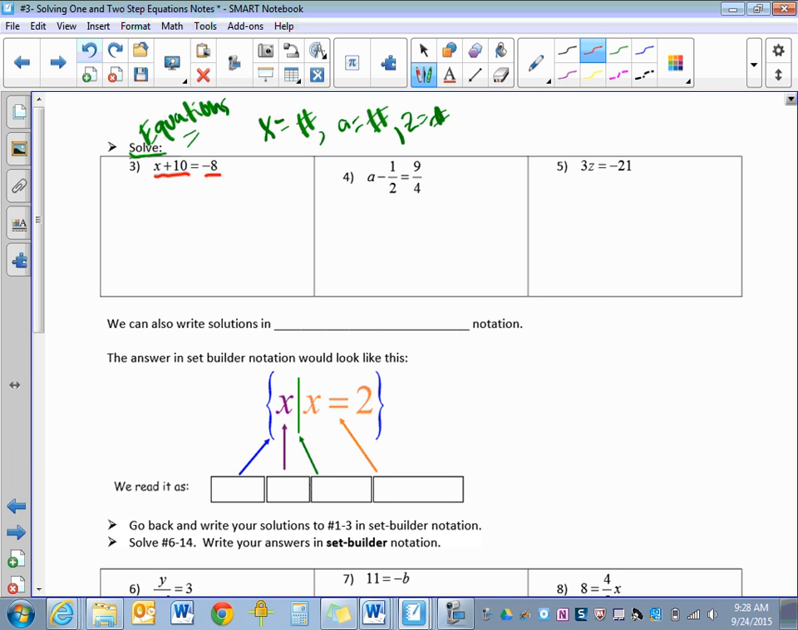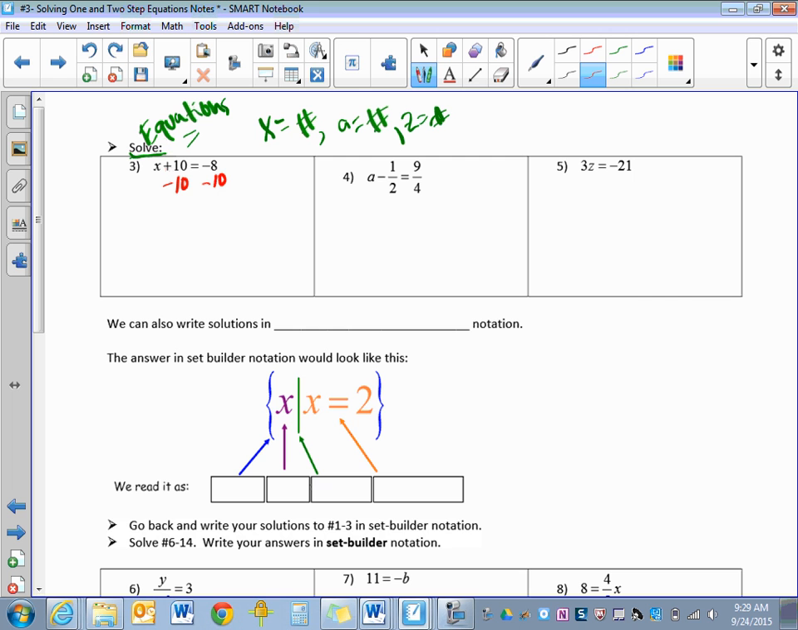Alright, so we want to get x by itself. Well, what is there with x? What do we need to get rid of? 10. We need to get rid of this 10 here. Well, we have x plus 10, and in order to get rid of it, we have to subtract it. Good, we have to subtract the 10. Alright? So if I'm going to subtract my 10, what must I do though? Do it on both sides, right? We have to subtract 10 from both sides to keep it equal.